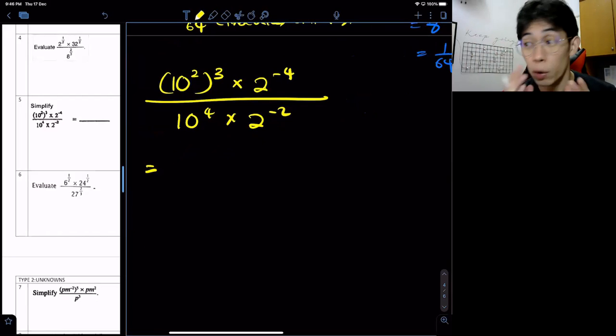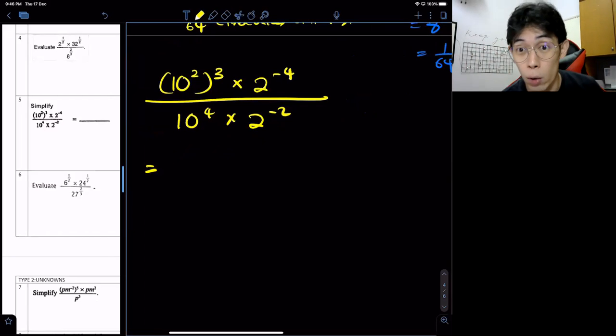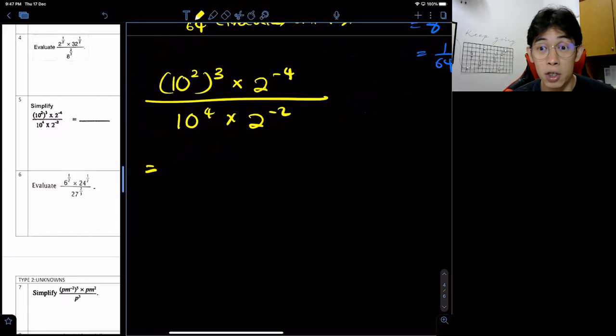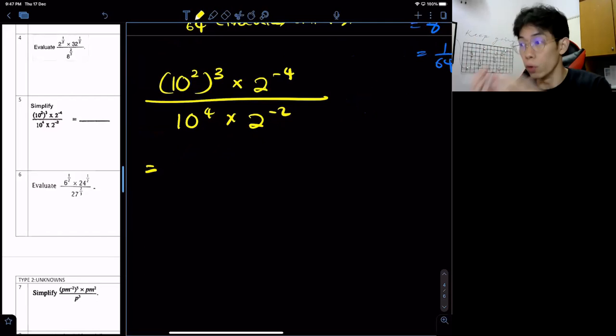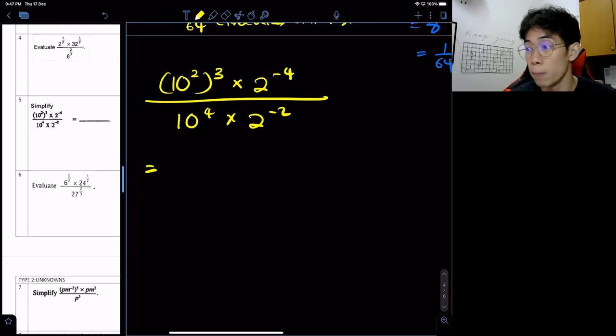Do you notice we already achieved the ultimate what? Same base. A student might say, teacher, the 10, can I make it 5 times 2? Yes, you can do that, but it's already the same base. Not to say there's no point, but since it's already the same base, what for do you do that? Right? So you see what's the final answer?